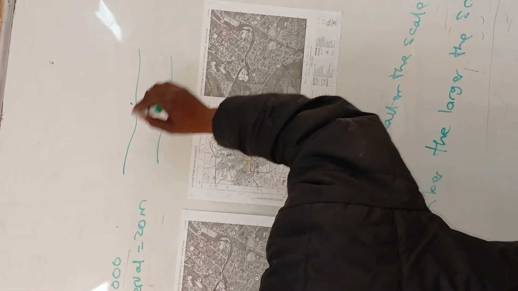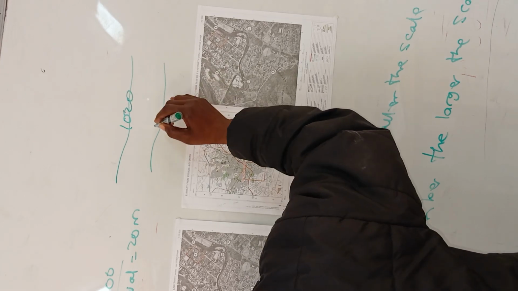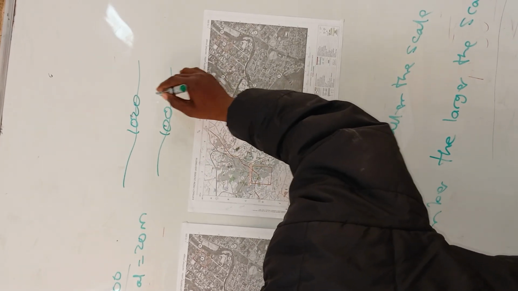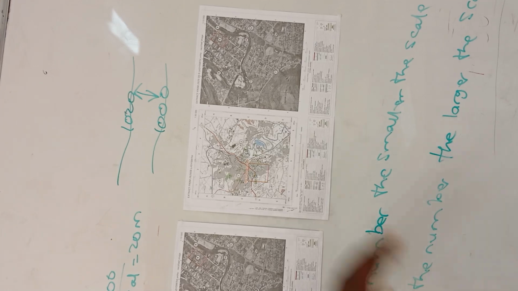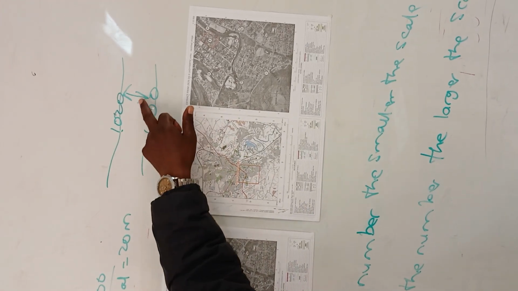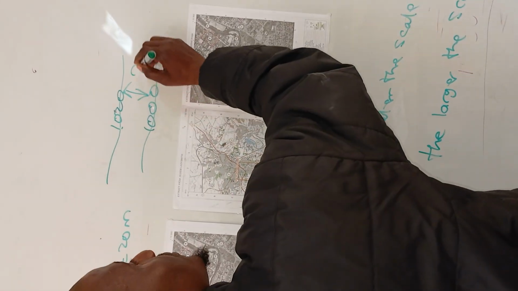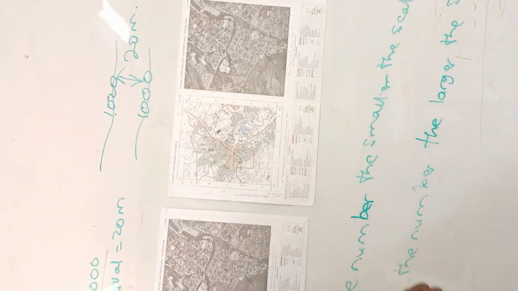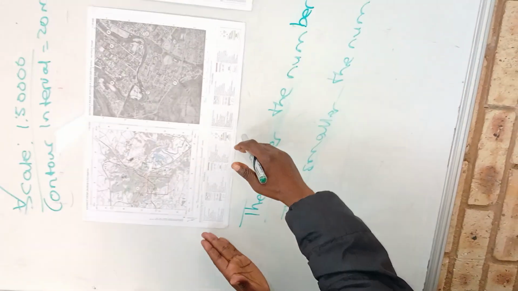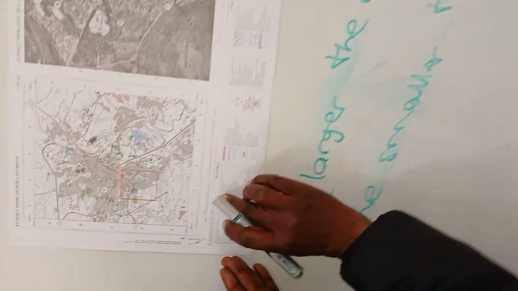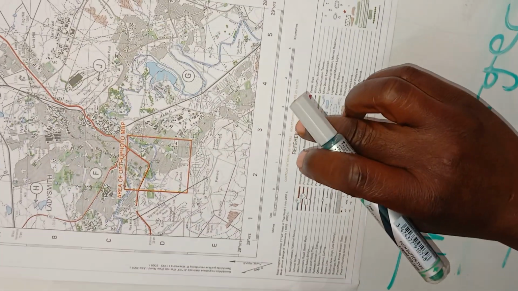For example, let's say this is a contour line, and this is a contour line. This one is 1020, this one is 1000. If we consider the difference in height between the two contours, here we have 20 meters, which, like I've already defined, is what we call the contour interval. So your topographical map, when you look at it, has a contour interval of 20 meters.